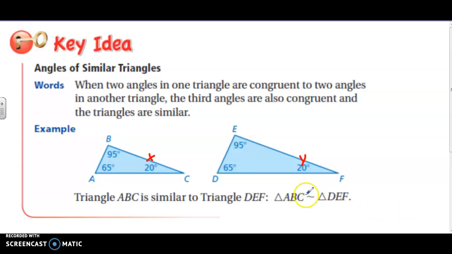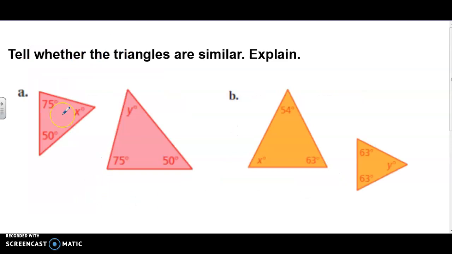Remember that this little squiggly line means similar. So in this case, we're saying triangle ABC is similar to triangle DEF. Also remember that similar doesn't mean that they're the same size. It just means they're the same shape. Not the same size, but the same shape. They don't have to be the same size.